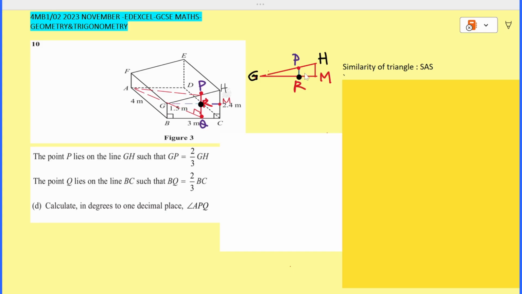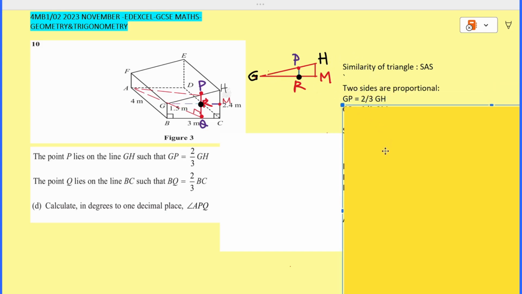Okay, now we see that GPR is similar to GHM. What is the proof of that? The similarity of triangle is side, angle, side. So what is the side? So two sides are proportional. How do we know it's proportional?